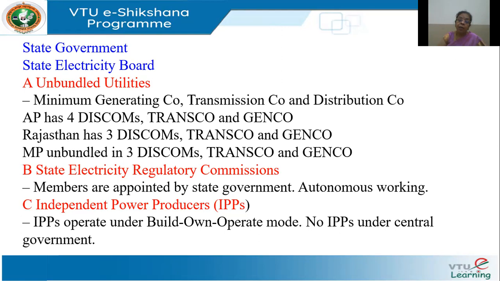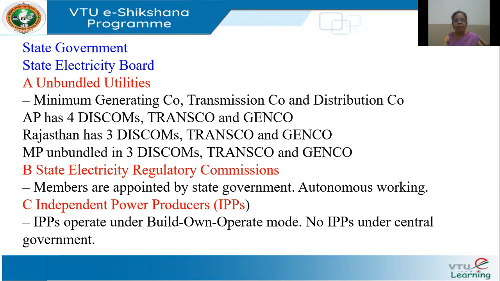So in the earlier days in India, what happened? The power generation was entirely in the hands of the government. Slowly, privatization started coming in. And we had private power producers, called independent power producers, IPPs. They build, own, and operate. Okay? So every state had its own IPPs.